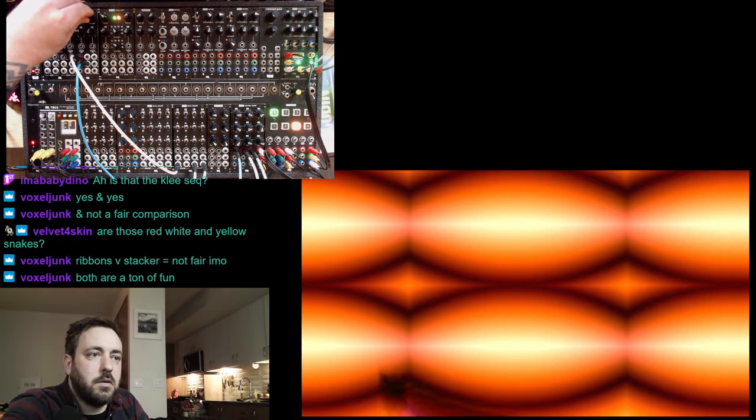Input 3. Those red, white, and yellow snakes, yes, they are. They were the samples when we started getting the new mini snakes. Oh, yeah. So we got camera, funny colors. I think I said a swear.